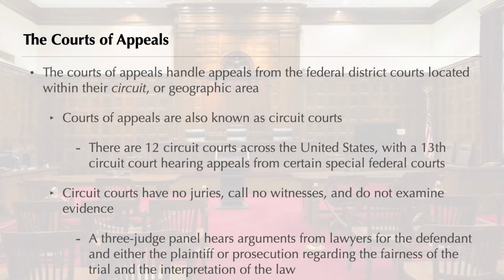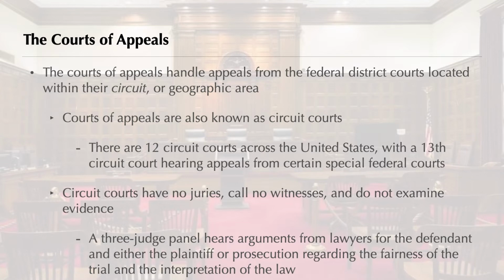At the next highest level of the federal court system are the 12 United States Courts of Appeals, which handle appeals from the federal district courts. Each court of appeals takes cases from a group of district courts within a particular geographic area called a circuit. In fact, the courts of appeals are often called circuit courts. A 13th Court of Appeals has appellate jurisdiction over cases appealed from certain special federal courts and agencies of the executive branch. It is called the Court of Appeals for the Federal Circuit.